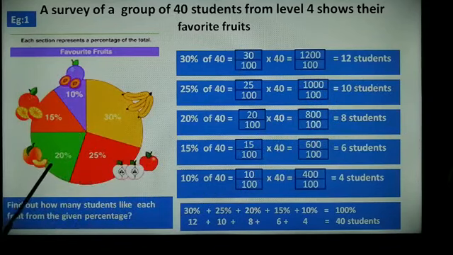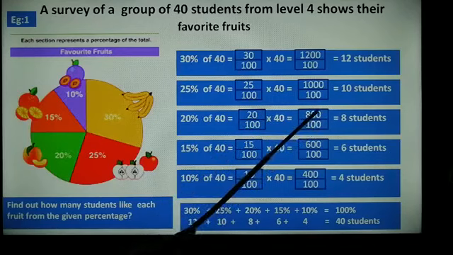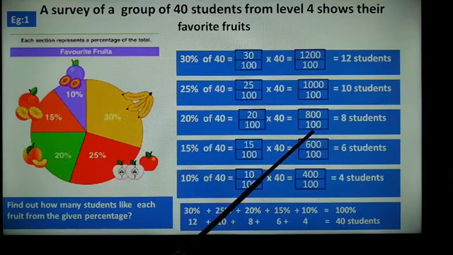The third one, pear. How many like it? 20% like it. So we have to find the number. 20% of 40 is equal to 20 by 100 multiplied by 40. So easy multiplication: 2 fours are 8. Add the 2 zeros there. 800 divided by 100. When you cut 2 zeros from numerator and denominator, what do you get? 8 is left. So 8 students like this fruit.